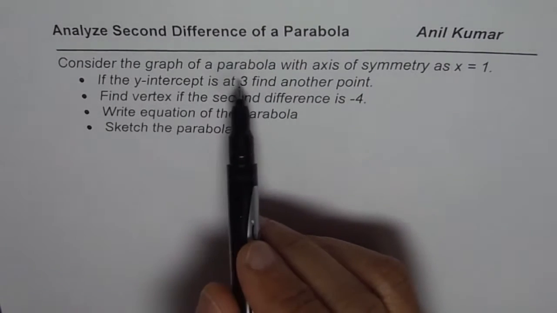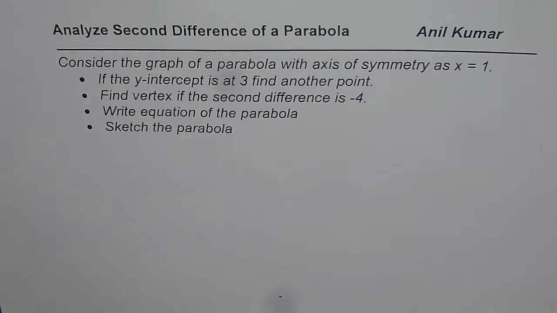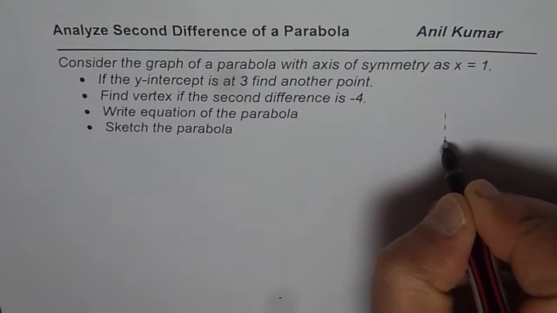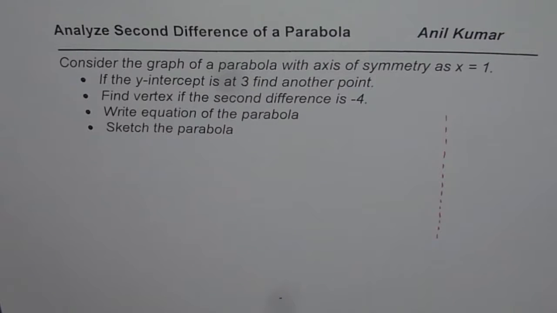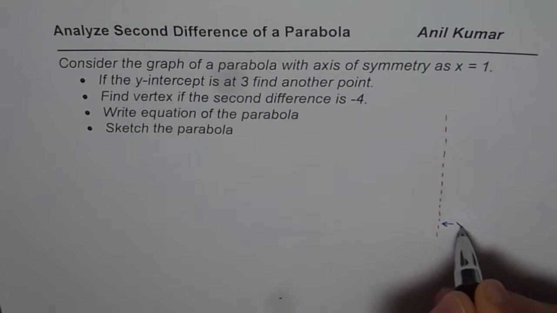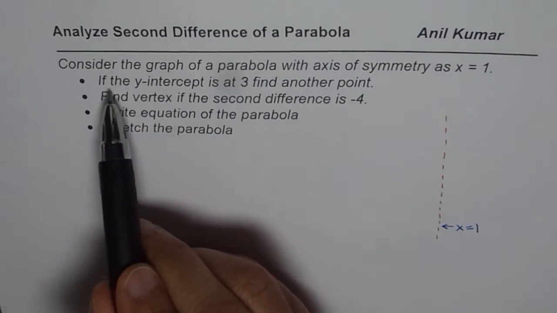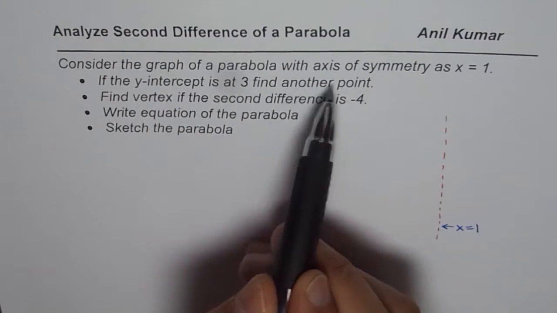Consider the graph of a parabola with axis of symmetry as x equals 1. So let me sketch one axis of symmetry. Let us say this is the axis of symmetry for us. And what we are saying here is that the axis of symmetry is x equals 1. So the equation of this is x equals 1. Now, if the y-intercept is at 3, find another point.